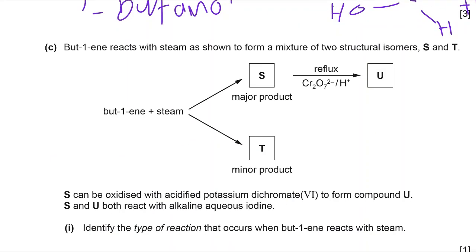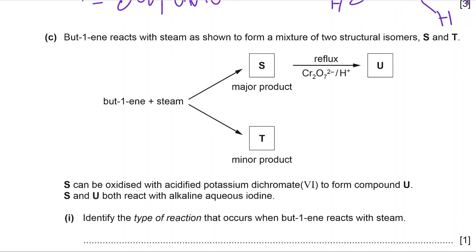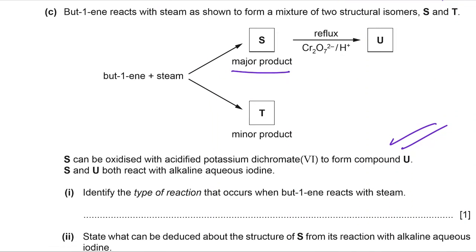In the next question, you have butene, with the double bond between the first carbon and the second carbon. Here you have major product and minor product. S can be oxidized with acidified potassium dichromate to form compound U. That means this one could be a primary alcohol or secondary alcohol. S and U both react with alkaline aqueous iodine.